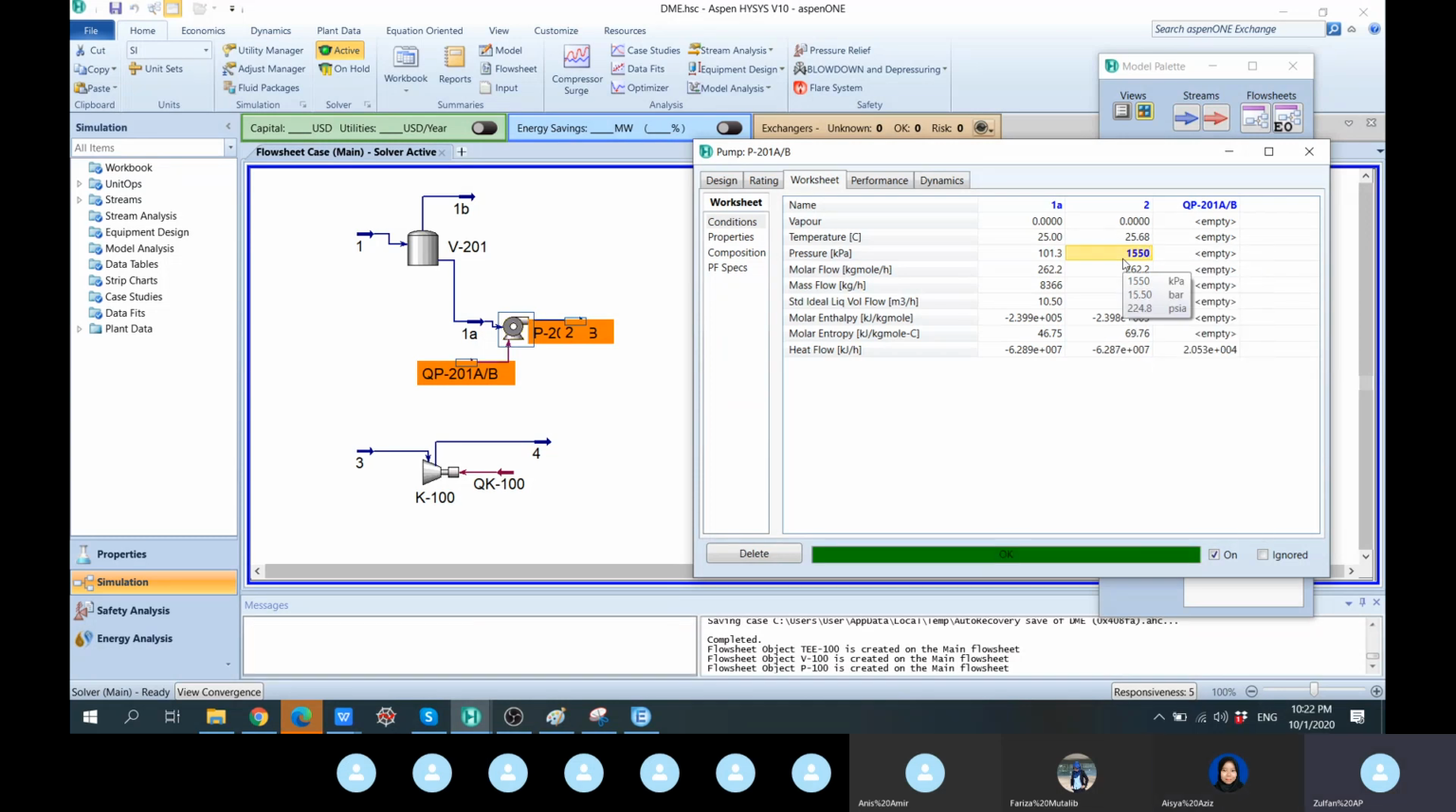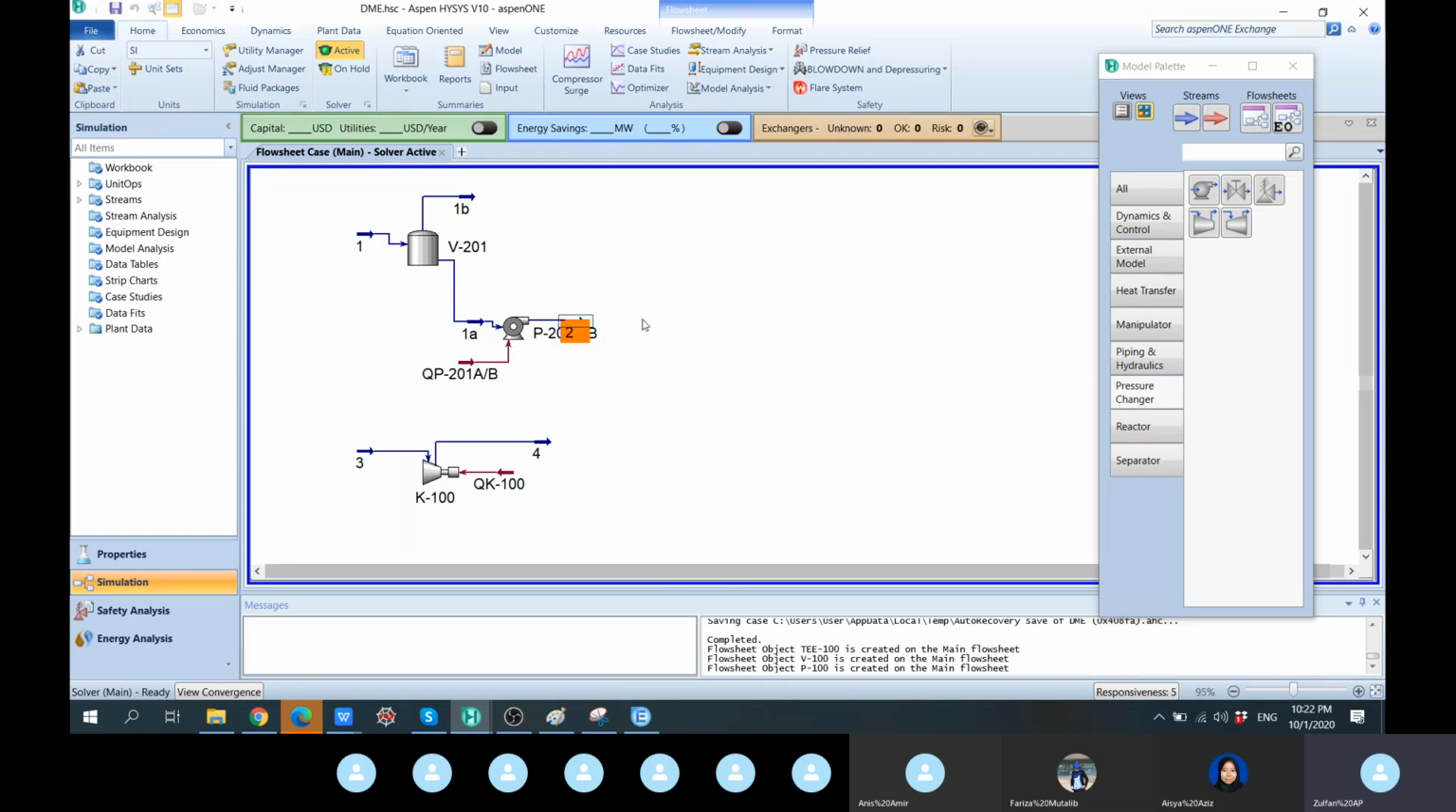As you see, it says solve. Right. So in this particular case, we only need to have 2 inputs, as you understand it: the efficiency and the outlet pressure, because we know what the outlet pressure is.